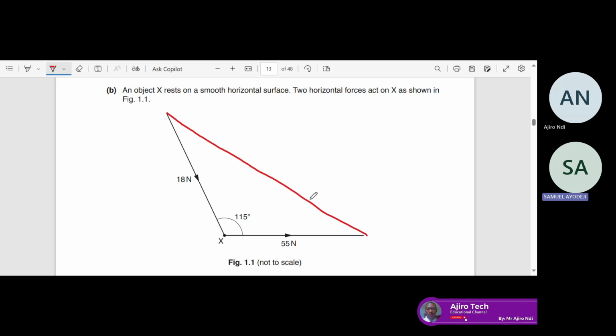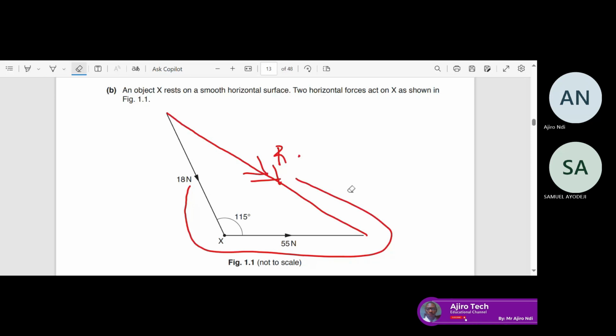If you draw the arrow down, it will be like this. When you start the journey moving like this, and move like this, when you come, you are being opposed by this. So this will be the resultant force. Then we use the cosine rule to find that side.